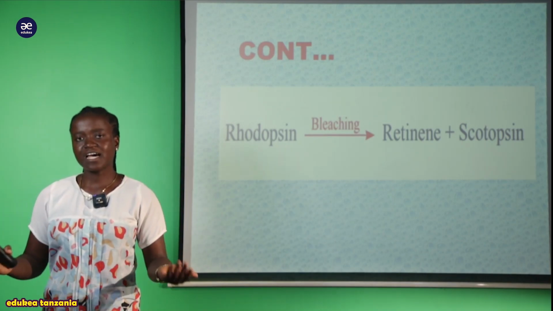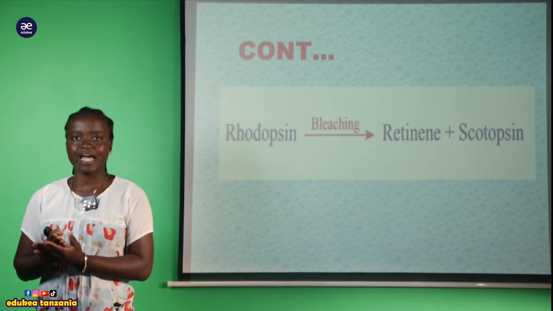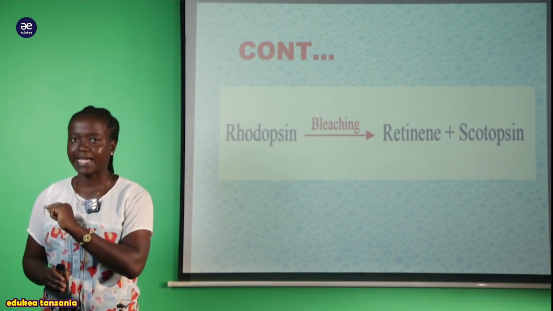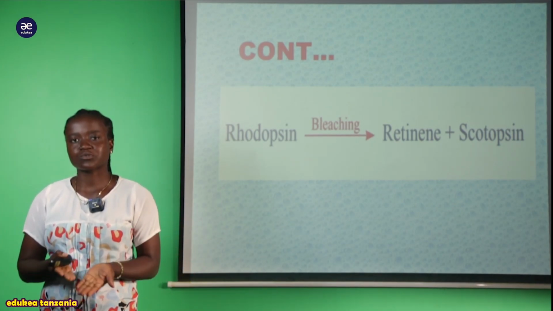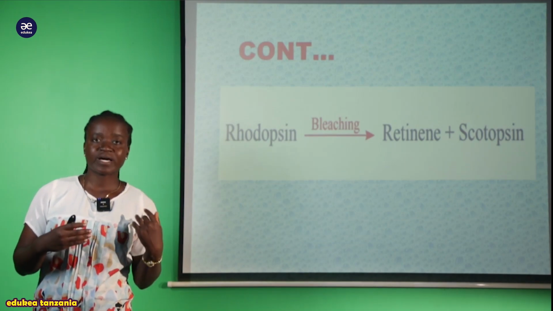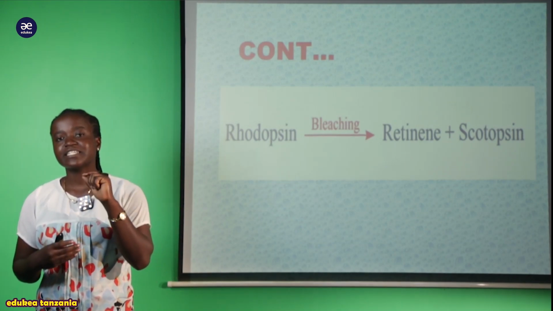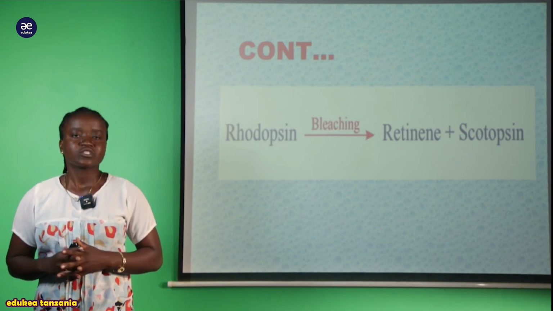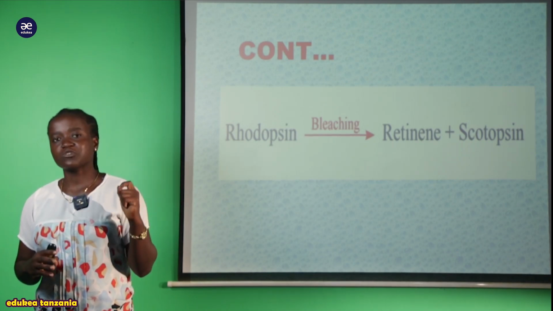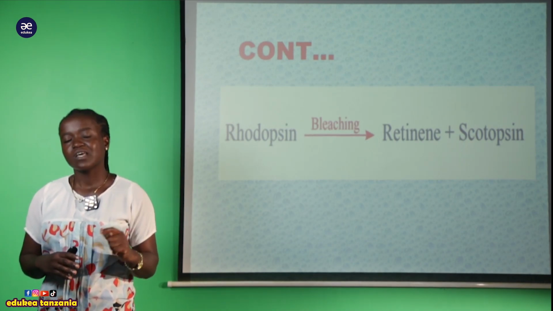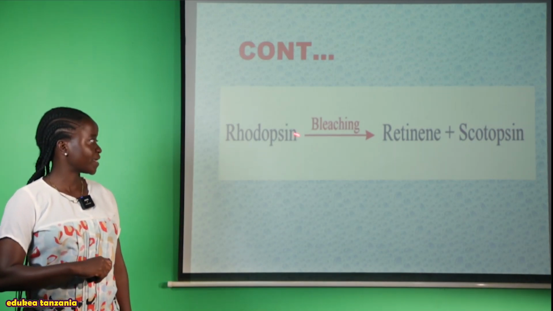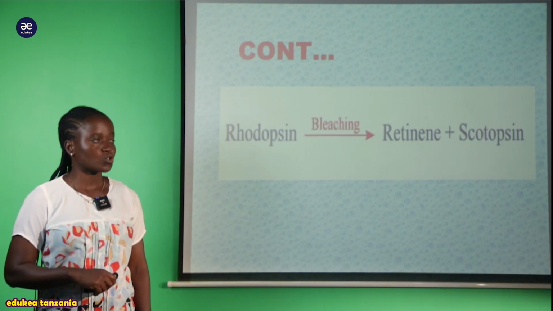So why is the rhodopsin breaking down? It is due to exposure to light. Pale ambapo itakuwa patatokea na mwanga kidogo, tumesema hii rhodopsin pigment it is more sensitive to a low light content or constraint. So hapa tunasema the presence of light will break down this molecule of protein that is called rhodopsin into retinene and scotopsin.